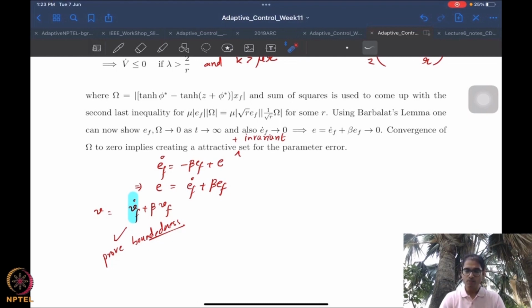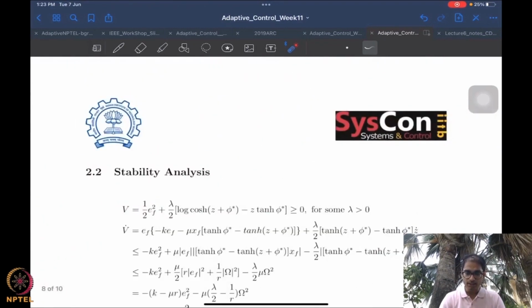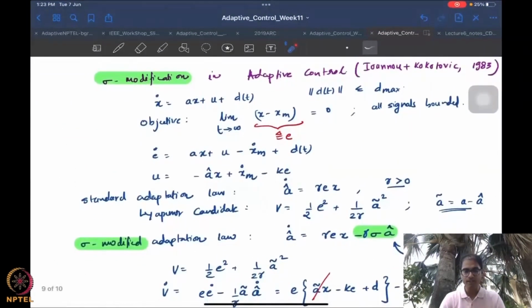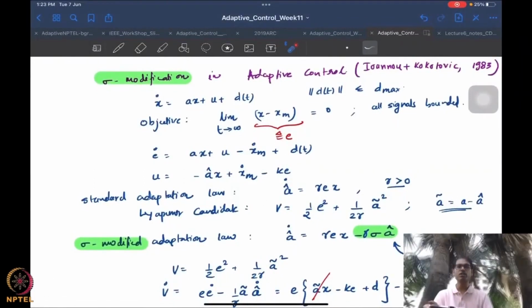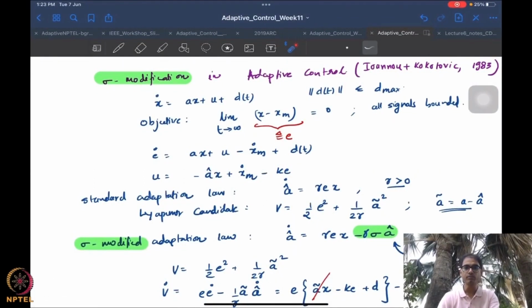Okay, now, one of the concerns that some of you might have is that projection requires knowledge of your bounds on the parameter. Without parameter bounds, there is no way you can do projection. And if you remember, in the beginning of adaptive control, we did not assume any kind of bounds on the parameter, right? So what happens if you don't have parameter bounds available to you and you still want to impart robustness to the adaptive controller?